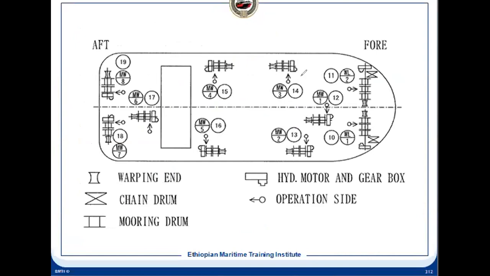Suppose you have any hydraulic system, you'll have to have a power pack. So for the windlass and the mooring winch, forward there will be an anchor windlass as well as the mooring winch. Aft there will be a mooring winch. Usually we don't use an aft anchor. We can have an aft anchor also, but usually we don't use that.